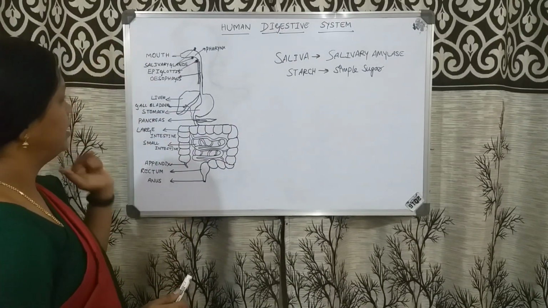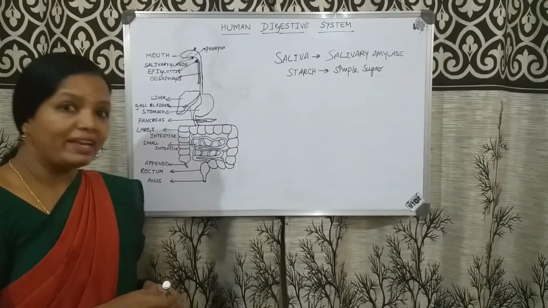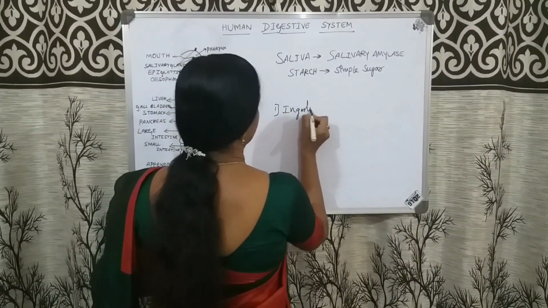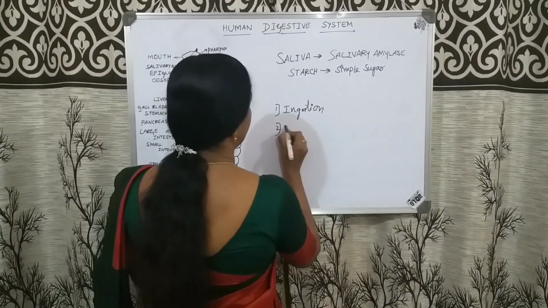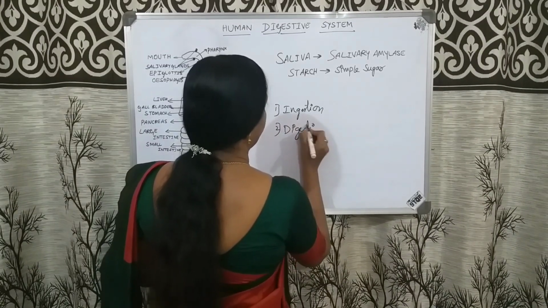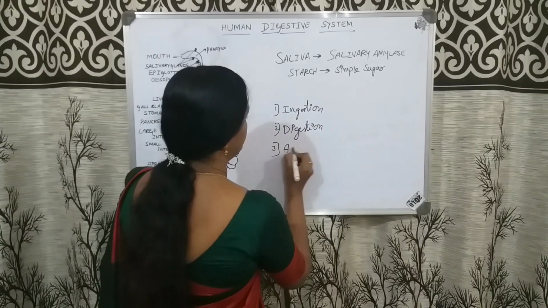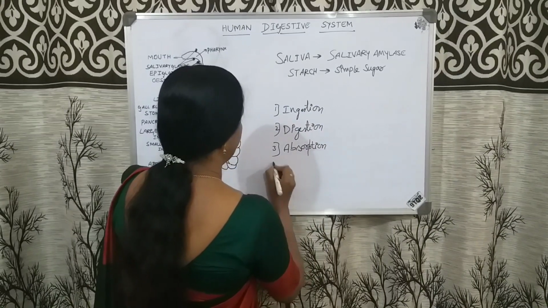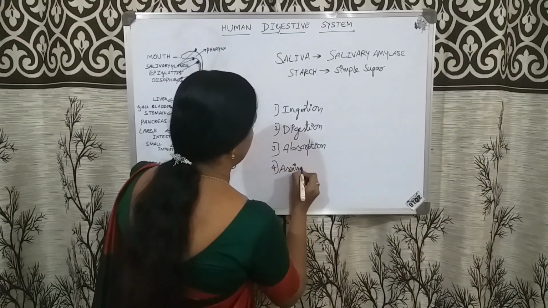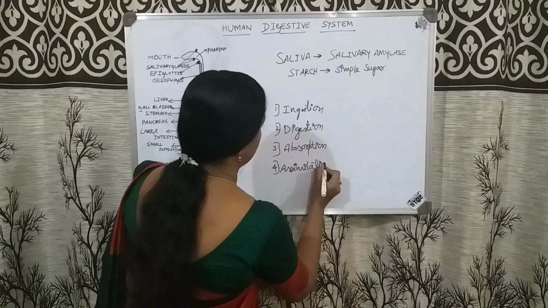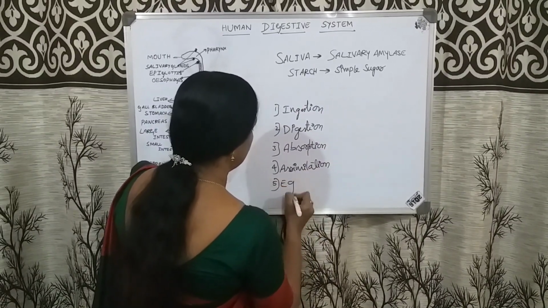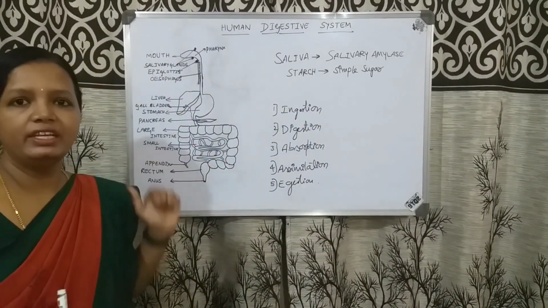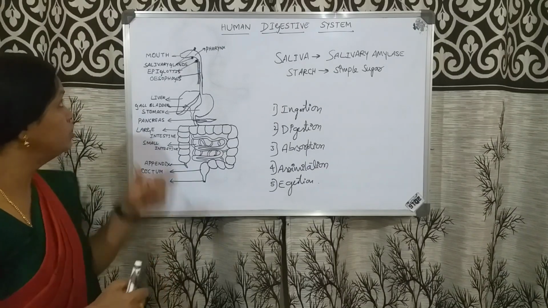In this alimentary canal, the process takes place in 5 steps: the first is ingestion, the second is digestion, the third is absorption, then assimilation, and the final step is egestion. Ingestion is the process of intake of food through the mouth.